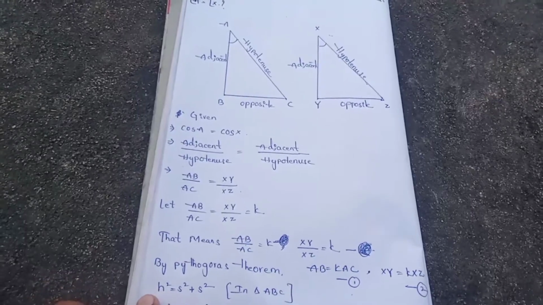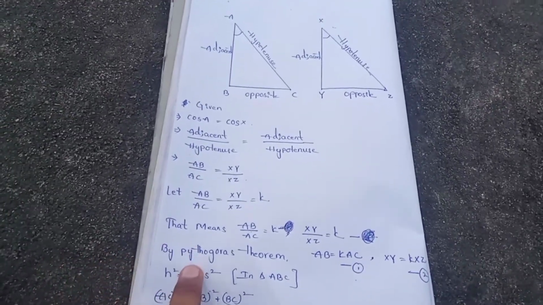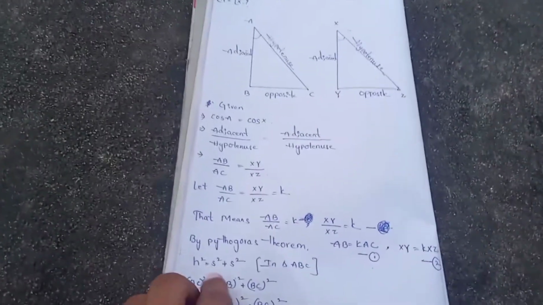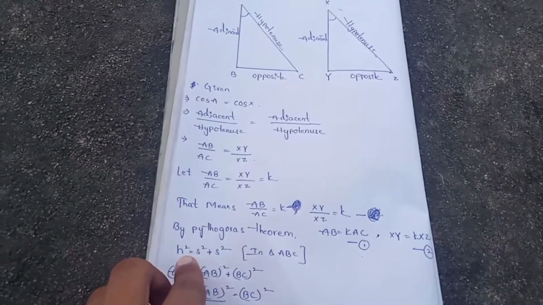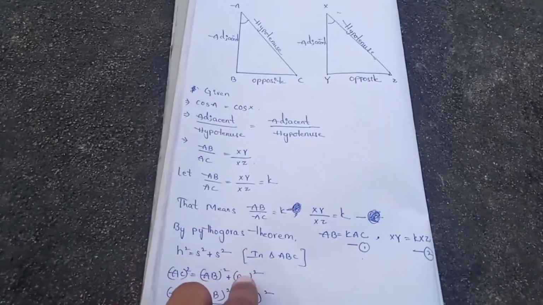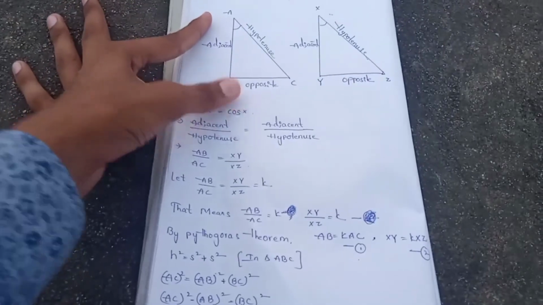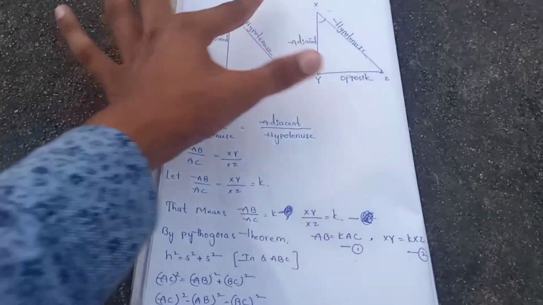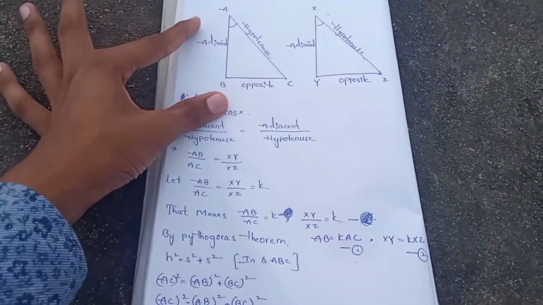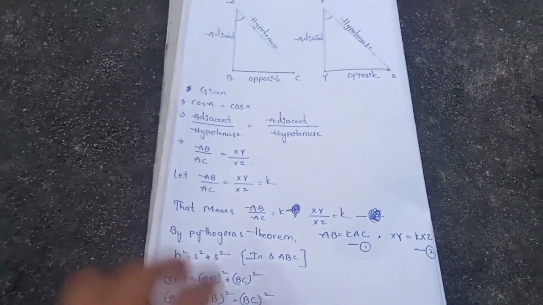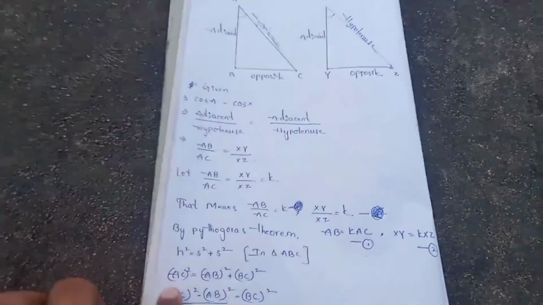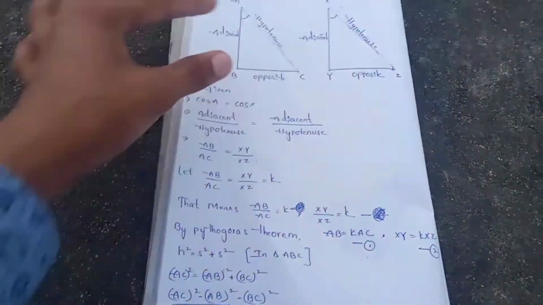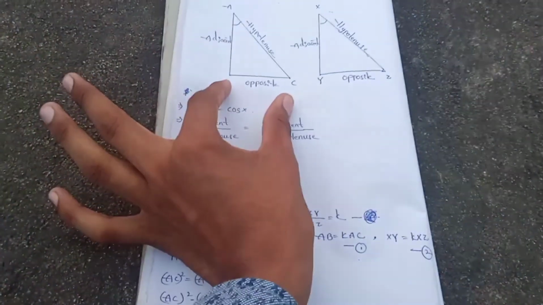Now we have to write the Pythagoras theorem. Hypotenuse square is equal to side square plus side square. First of all, let us find the hypotenuse of triangle ABC. What is the hypotenuse here? AC square is equal to side square plus side square, that is AB square plus BC square.